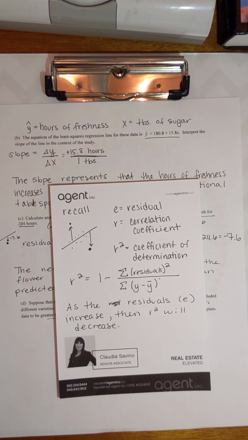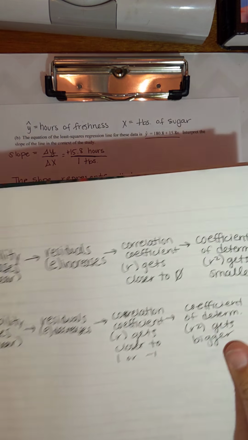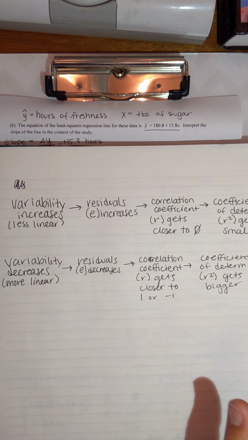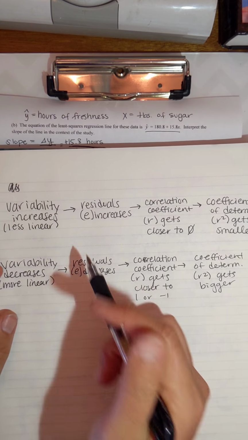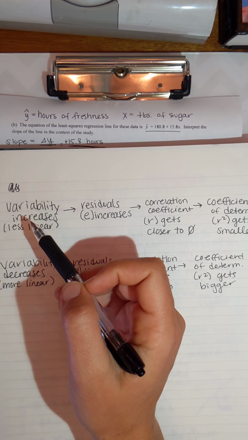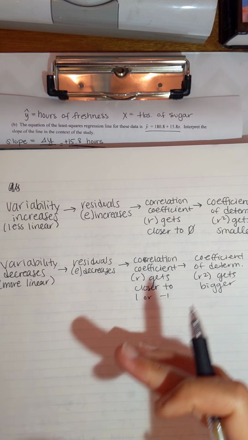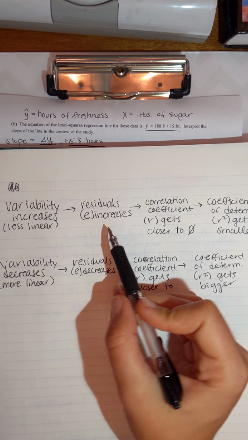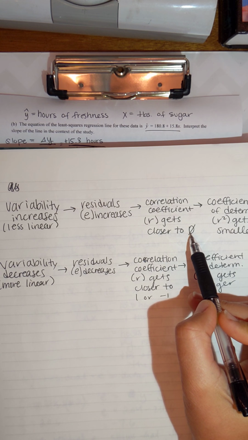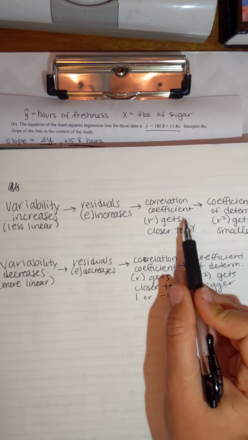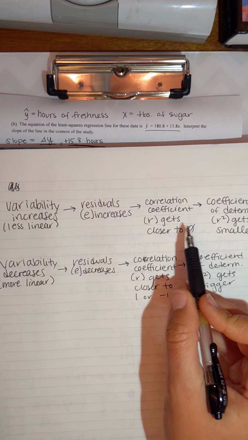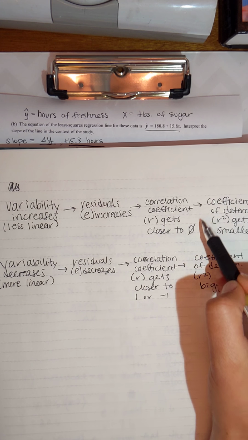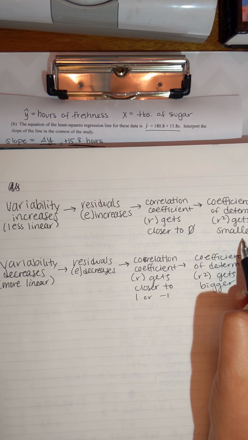Okay, now there is another way to think of this if you just want like a flow chart, because I know a lot of you like when I do flow charts, and I have this right here. So what we can talk about is that the variability increases, which would be less linear behavior, right, more spread out. Then the residuals will increase because we're farther away from the line. The correlation coefficient R gets closer to 0 because it's less linear. And as this gets closer to 0, and the residuals increase, it will cause the coefficient of determination R squared to get smaller.